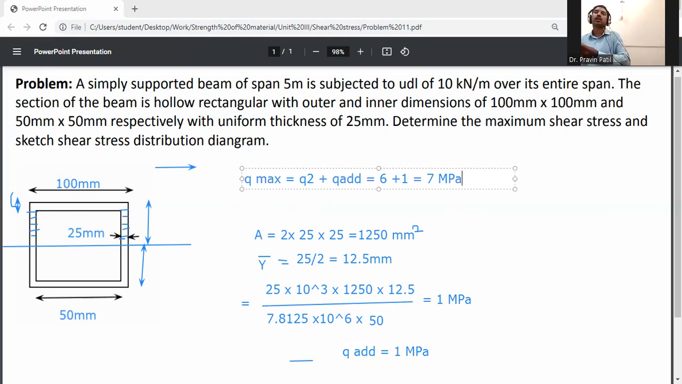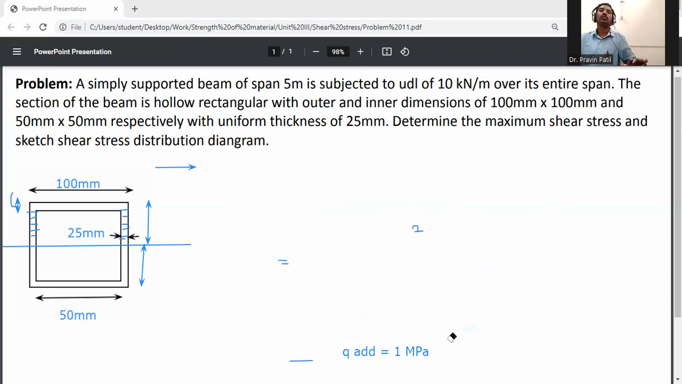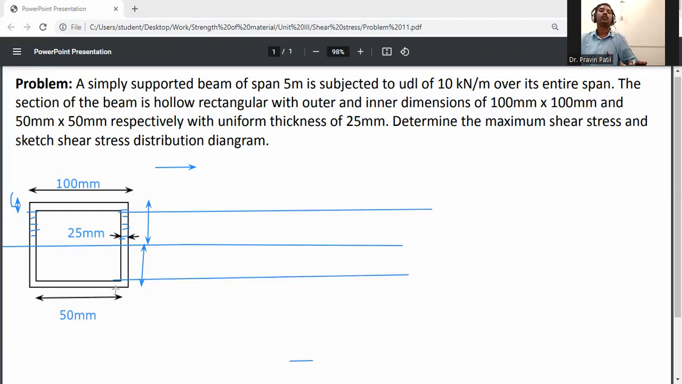So now draw the shear stress diagram. This one is the Q max diagram. First of all, draw the reference line for that. Q1 value is 3 MPa, and for bottom and top it will be the same because of symmetry. Then the Q2 value is 6, and Q max is 7 MPa.